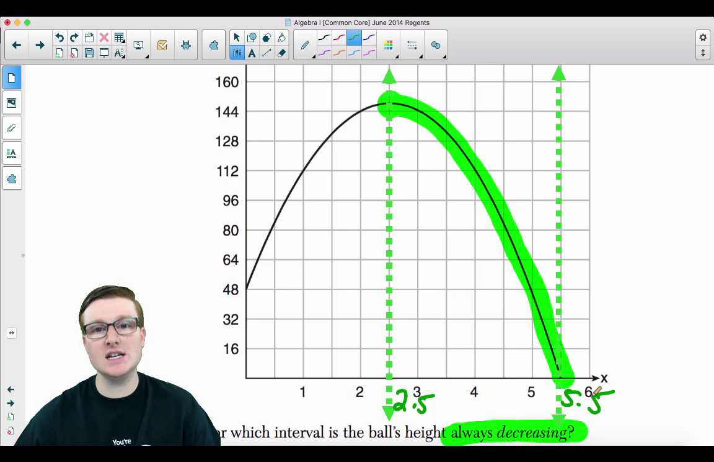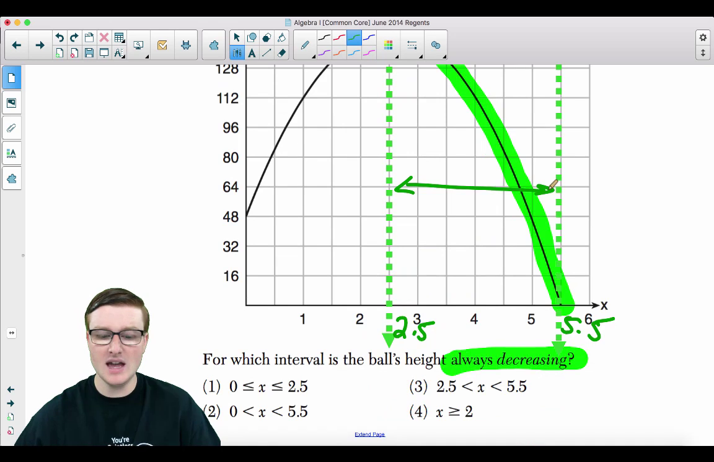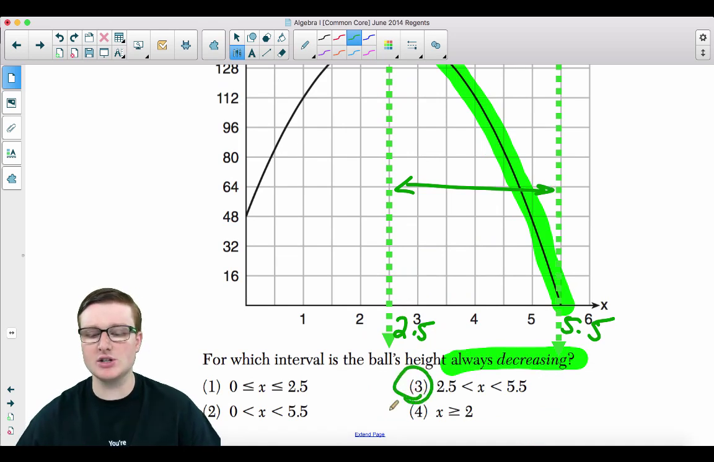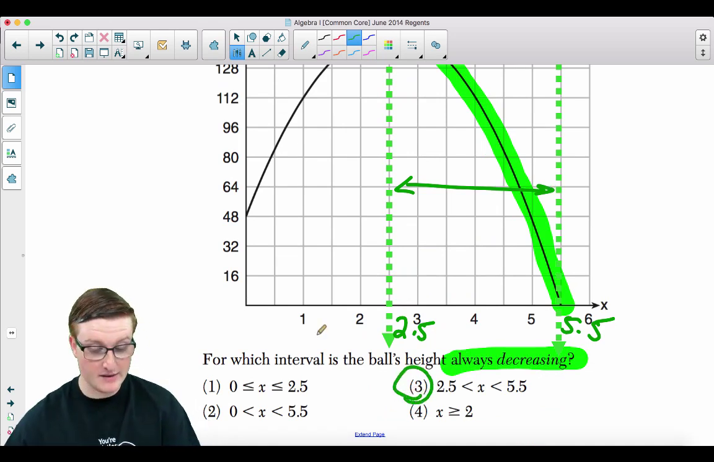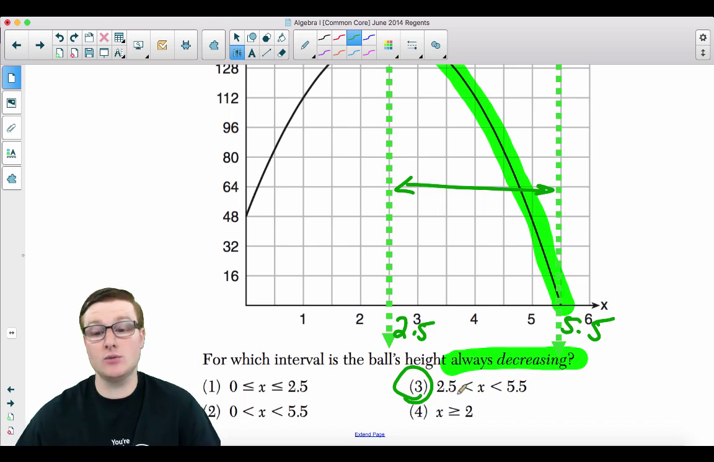So we're looking for the interval from 2.5 to 5.5. That's where this interval is always decreasing. So this is always decreasing from this point to this point. And the only one that works is going to be choice 3, 2.5 to 5.5. And that is not inclusive. We don't put equal signs underneath those signs.